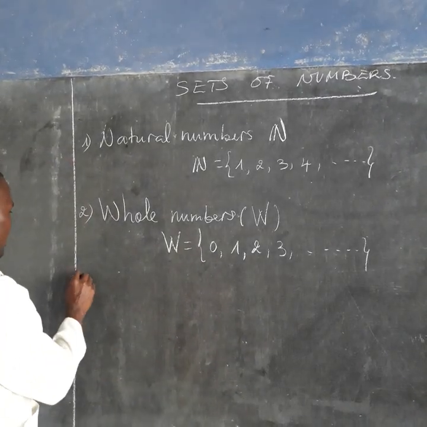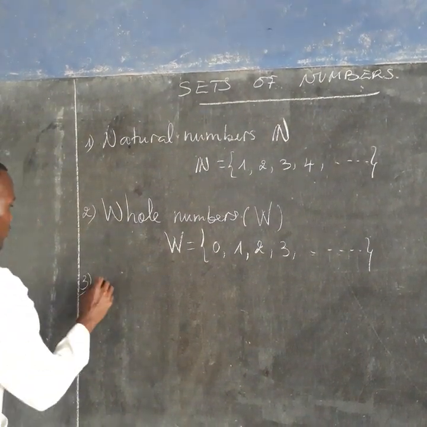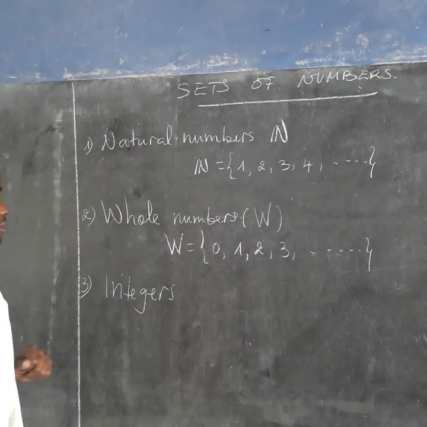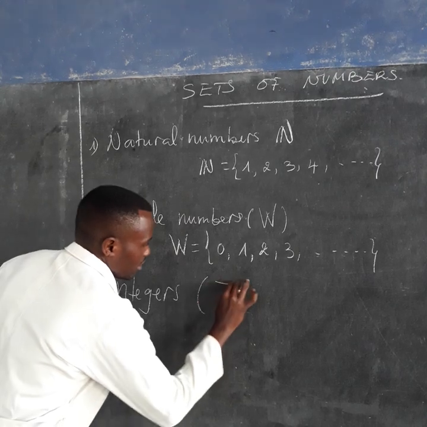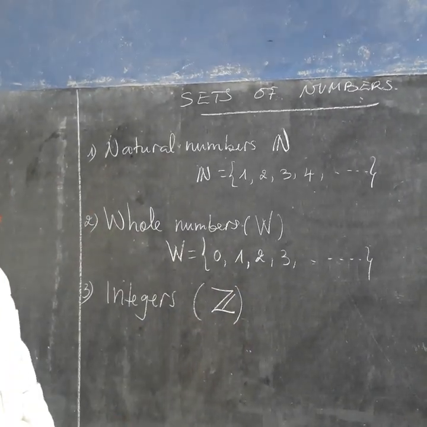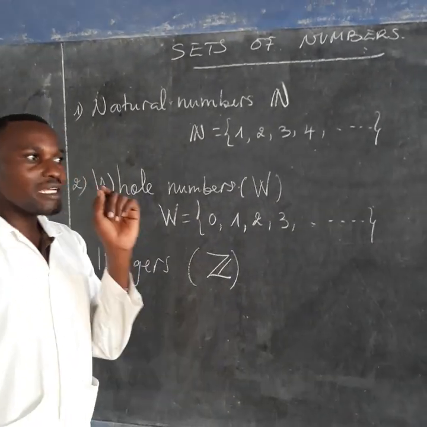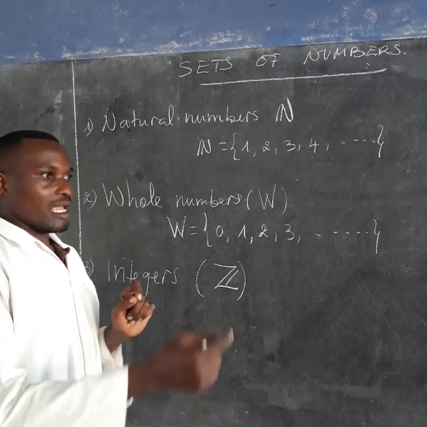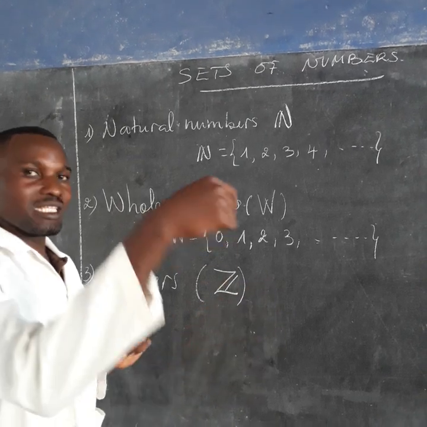Okay. Number 3, it is a set of integers. The symbol we use to represent integers is Z, like this. Now, when we say integer, what do you understand? An integer is a whole number first. They include negative whole numbers, positive whole numbers, and that will include 0.